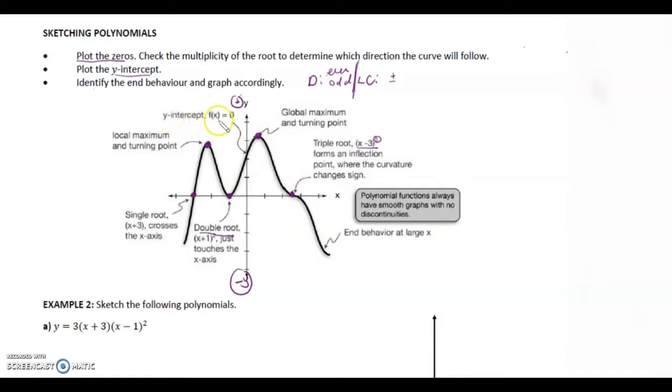To find the y-intercept, we want to find when x equals 0. At that point, I'm going to say x equals 0. Okay, and then end behavior at large x and small x. Large meaning infinity, small being negative infinity. So just kind of talking about a graph in general, but it's going to make way more sense when we actually start to graph these.